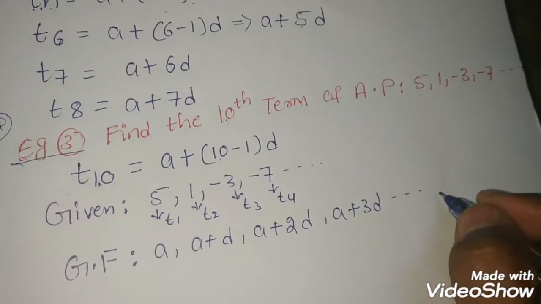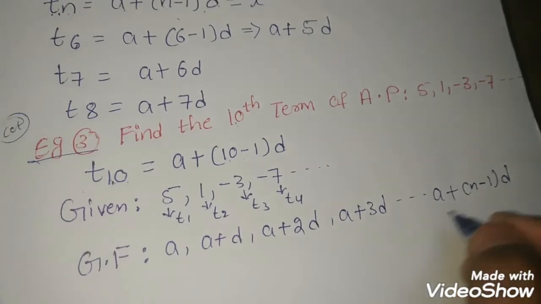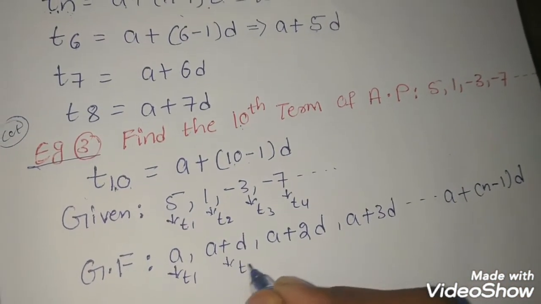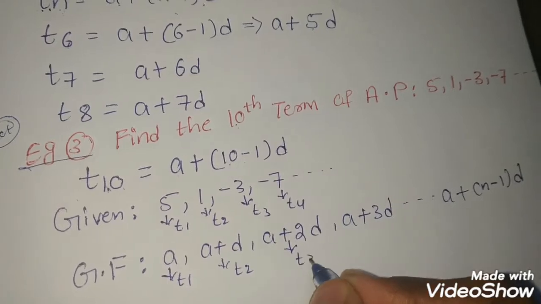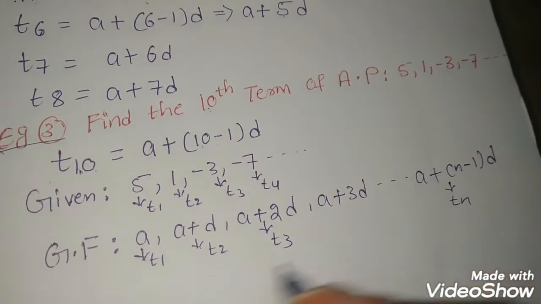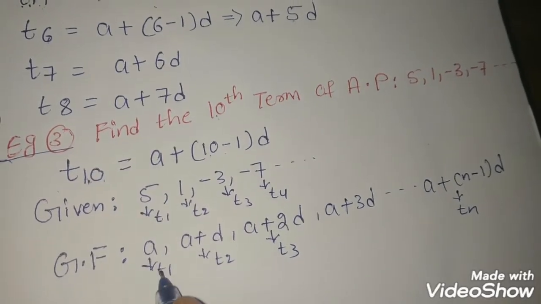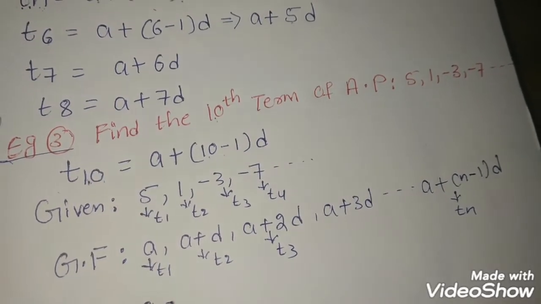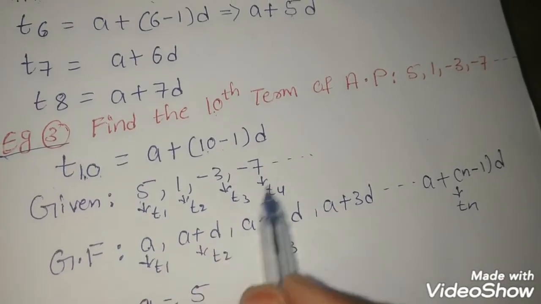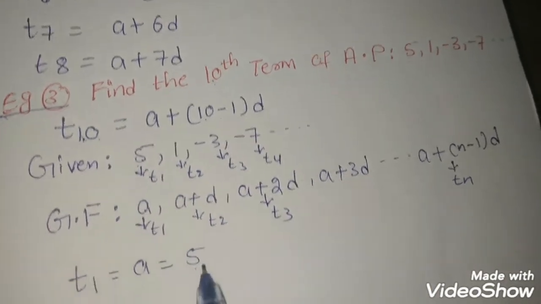Up to term n, that is A plus (n minus 1) into D. This is also term 1, term 2, term 3, like that up to term n. So what is term 1 first? Term 1 is equal to A. What is A here? 5. In this sequence, the first term is 5, so I am keeping 5.